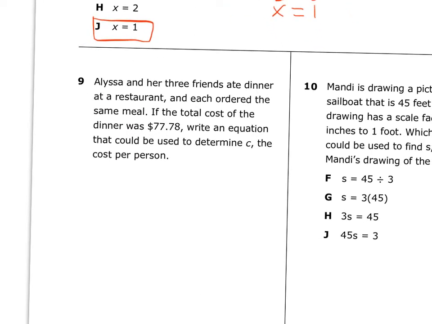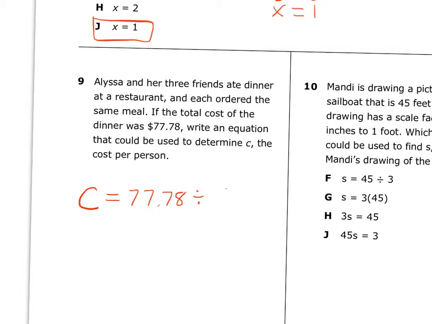Number 9. Alyssa and her 3 friends ate dinner at a restaurant and each ordered the same meal. If the total cost of the dinner was $77.78, write an equation that could be used to determine C, the cost per person. Now, you and 3 friends go to eat a meal. How do you figure out what each person pays? Divide by how many people there. Alright, so I have $77.78. What do I divide it by?